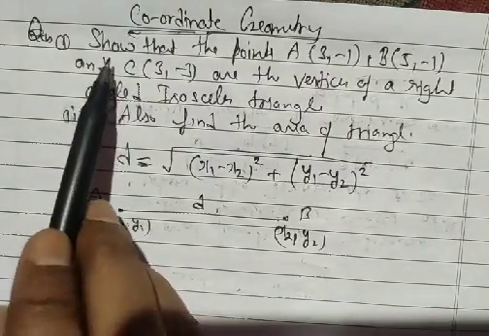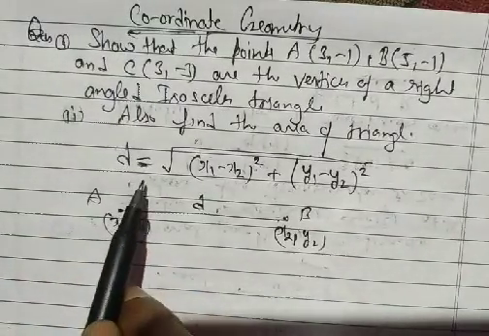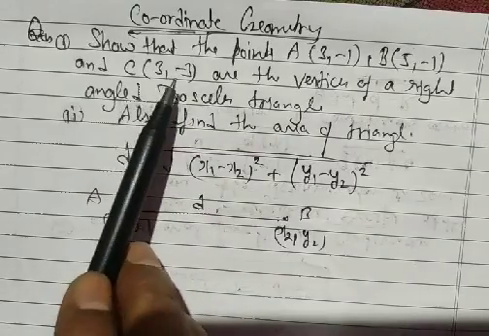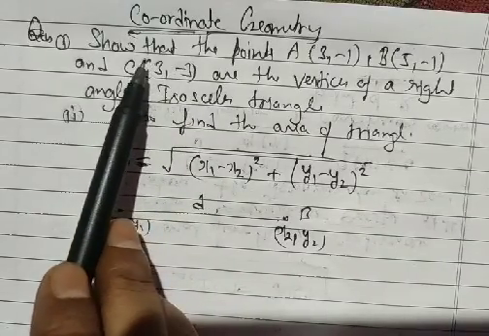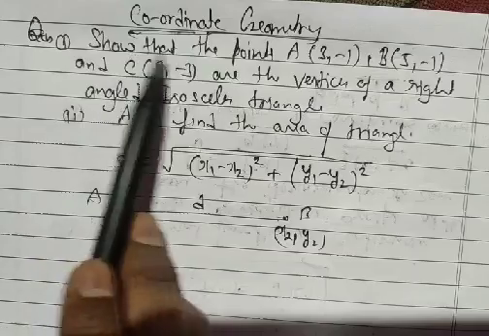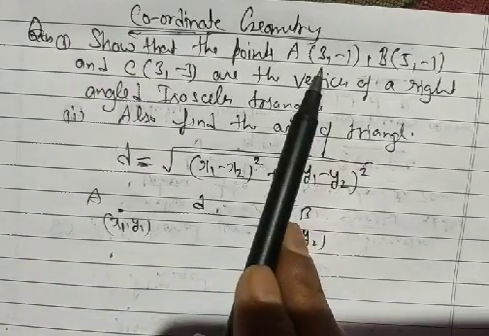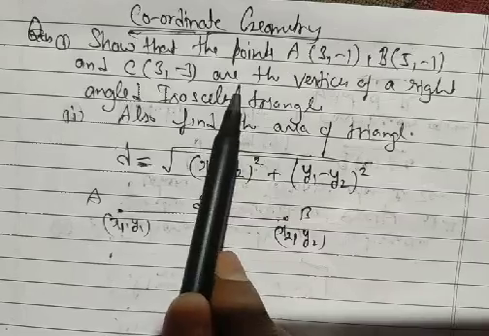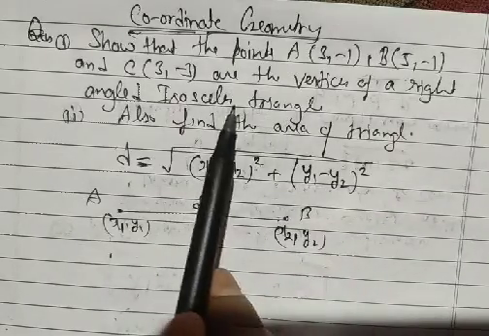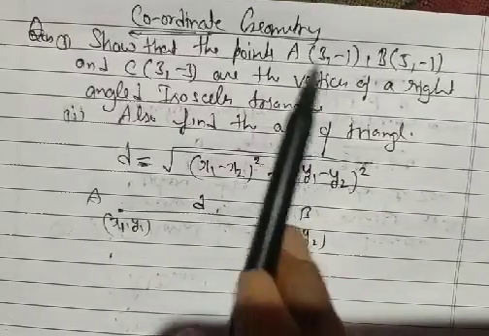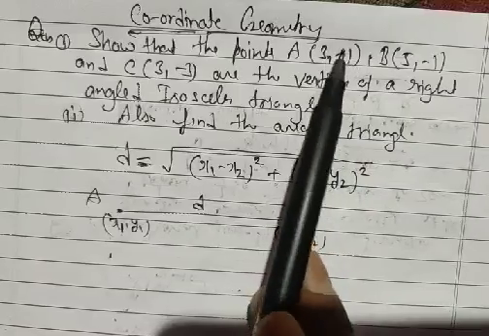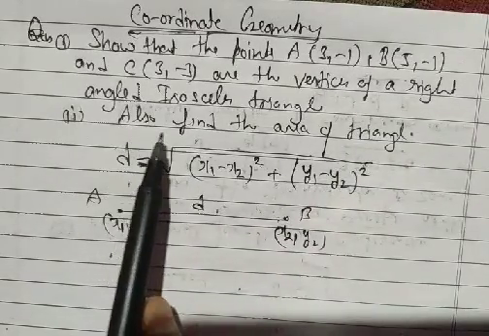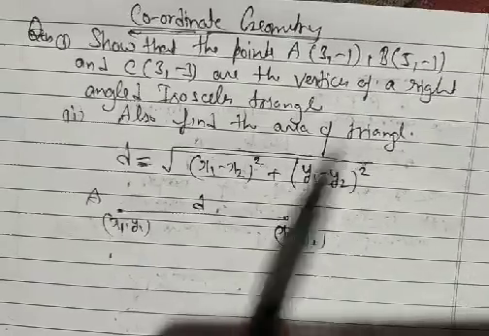Now what is the problem? On the distance formula we have some application problems of geometry. Our problem is: show that the points A (3, -1), B (5, -1) and C (3, -3) are the vertices of a right angled isosceles triangle. After that we have to find the area of the triangle.